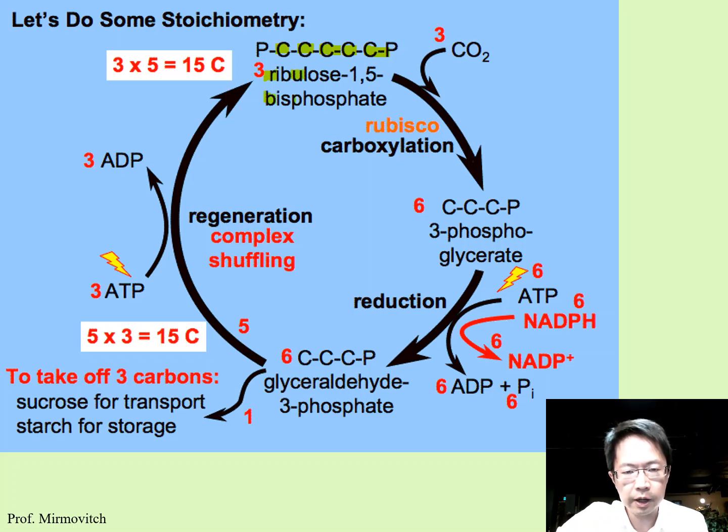RuBP. Okay, this is a 5 carbon molecule. We call it RuBP, but we have 3 of them at the beginning of the Calvin cycle. So that's why it says in here 3 times 5 equal to 15 carbon. And then we add 3 carbon dioxide, and then we use the RuBisco. Remember, this step is the carbon dioxide fixation. This is carbon dioxide fixation here.